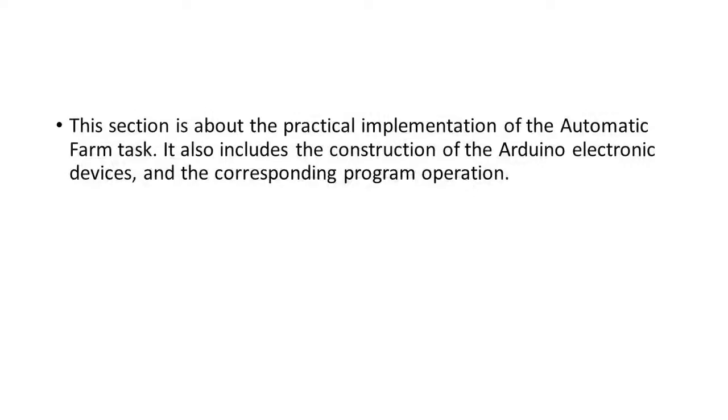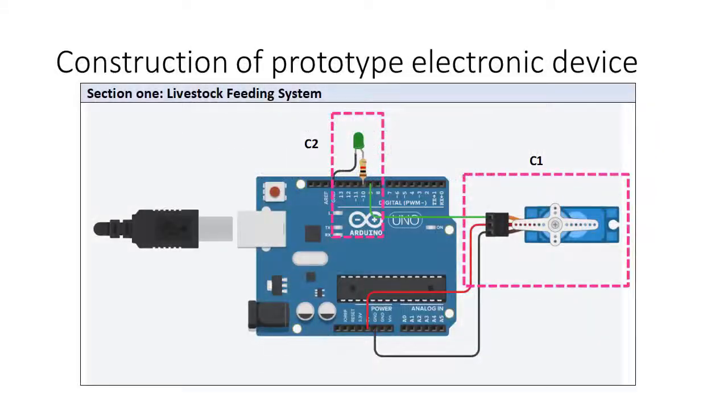3. Generate. This section is about practical implementation of the automatic farm task. It also includes the construction of the Arduino electronic devices and the corresponding program operation. Construction of prototype electronic device. Section 1. Livestock feeding system.